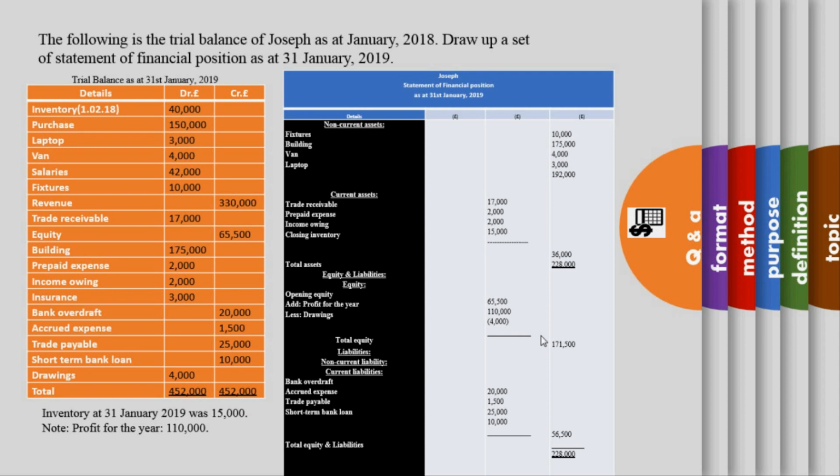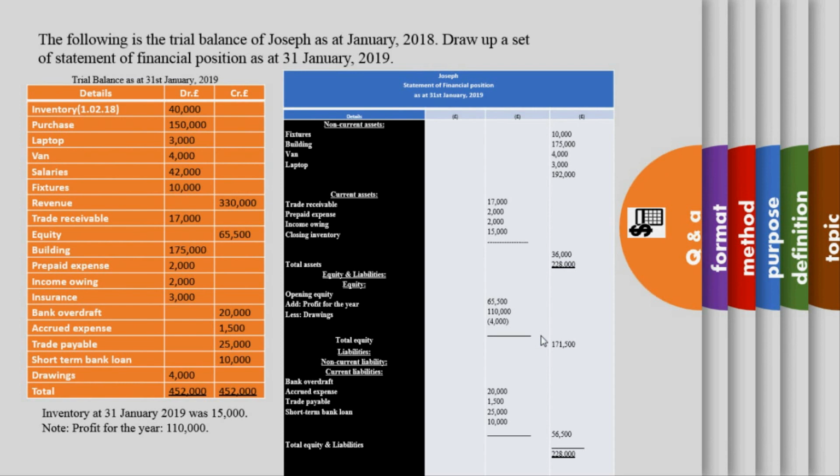Now we just move on to the second portion of this, that is equity and liability. Equity, the amount of the equity is given as 65,500 in the question. And in the note section, we have profit for the year 1,10,000. We need to add them together. Then it will be considered as a new capital. Then after that, we need to minus the drawings from here in order to get the total equity. Because you know that the drawings always decrease the capital, the equity. Then we have got the total equity amount of 1,71,500.